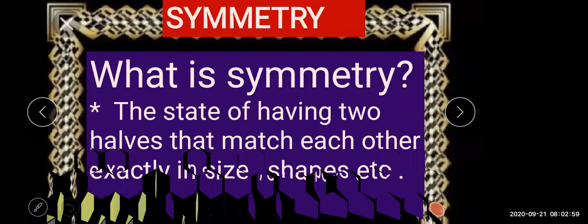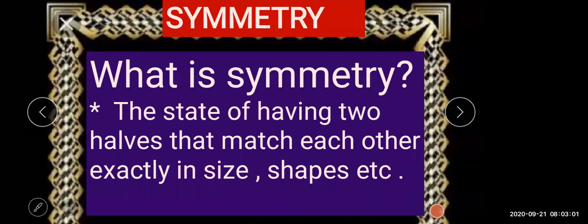So first of all, we will see the symmetry. What is symmetry? The state of having two halves that match each other exactly in size, shapes, etc. Students, I will ask one question to you. If you stand in front of the mirror, what will we see in the mirror?